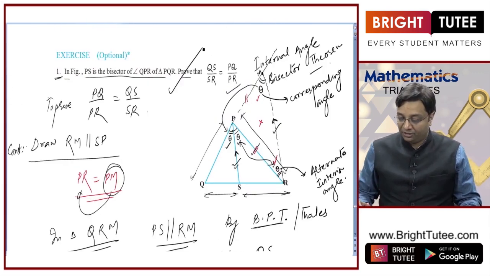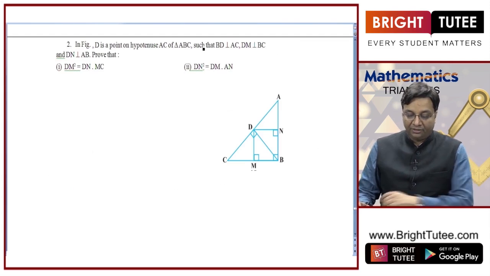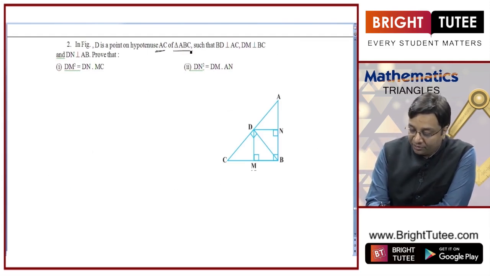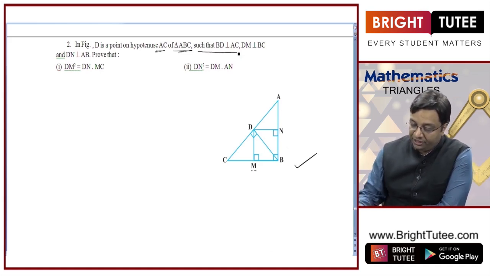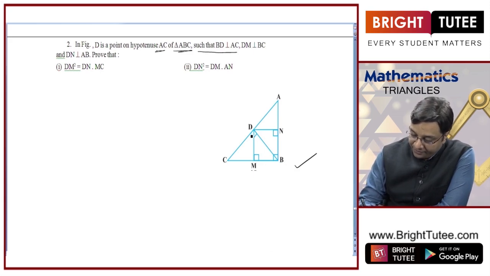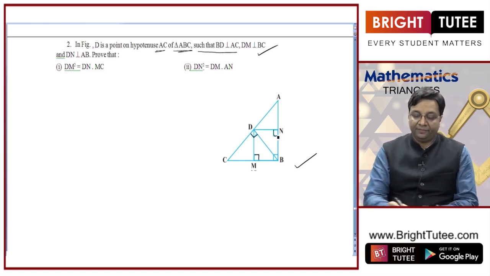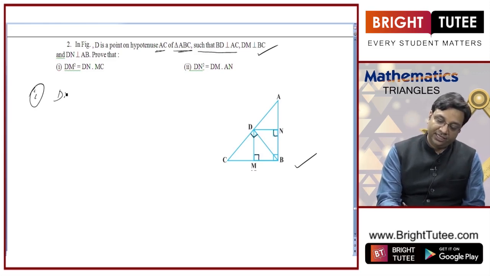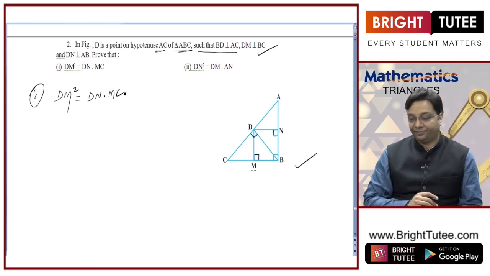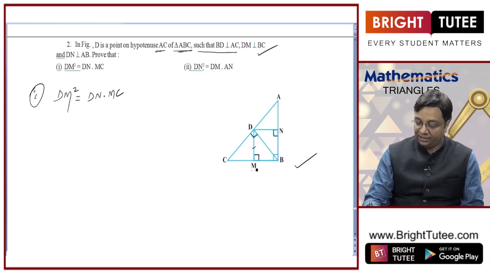So this was my first question of this exercise. Now D is a point on hypotenuse AC of triangle ABC, such that BD is perpendicular to AC, DM is perpendicular to BC, DN is perpendicular to AB. Now first thing I need to prove is DM square is equal to DN into MC, right, DM square is equal to DN into MC.